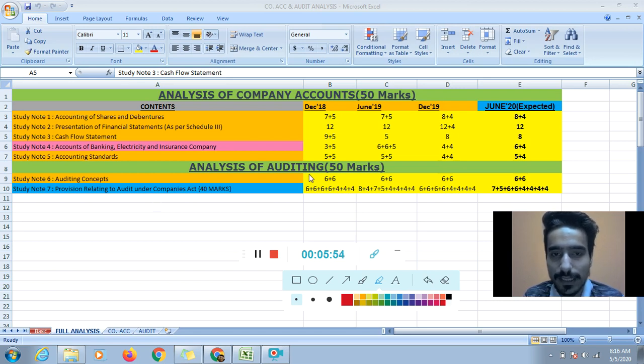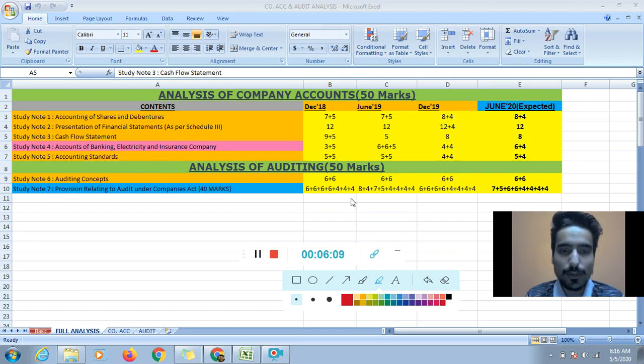So as you can see that 12 marks were asked in December 18, in June 19 same 12 marks, and in December 19 again 12 marks. So as expected, it will cover 12 marks in examinations.